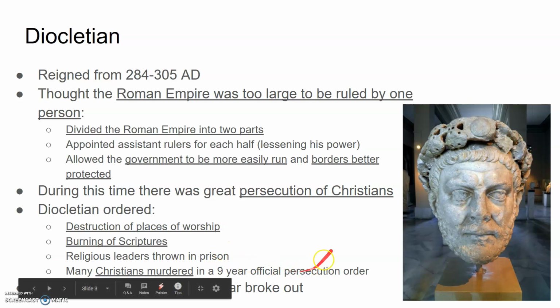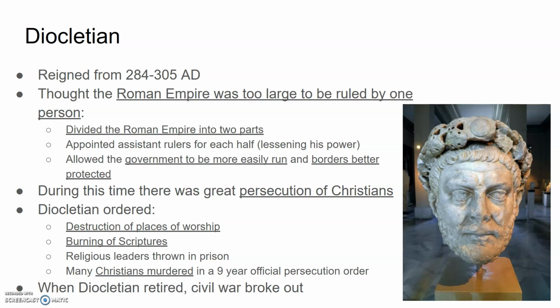When he retired from being emperor, civil war broke out. All right. Remember, guys, you can pause it if you need to, and you also don't need to write down everything as we're going. Okay.